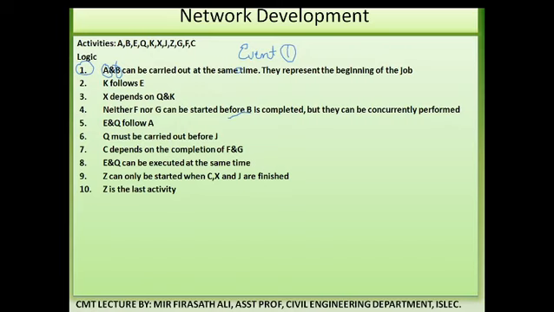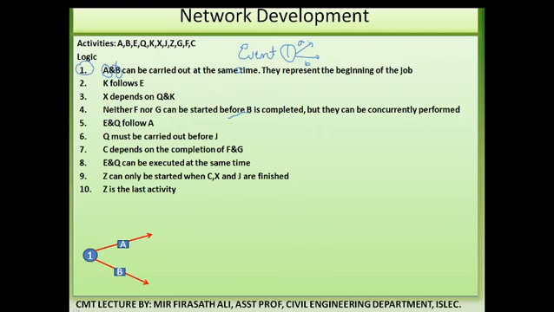Event 1 gives us the beginning of the job. So what does it say? A and B. From this, activity A arises, activity B arises. Sorry, in capital letters. So the diagram is as follows. The starting activity always starts from event 1. From event 1, two activities have begun, that is A and B, which can be carried out at the same time.